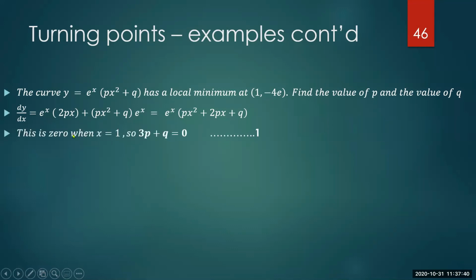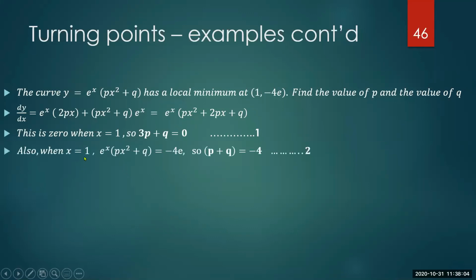And so this is 0 when x is equal to 1, because f dash of x is 0 at a local minimum. So when x is equal to 1, we can see that 3p plus q has to be equal to 0, because when x is equal to 1, you get p plus 2p plus q. So 3p plus q is equal to 0.